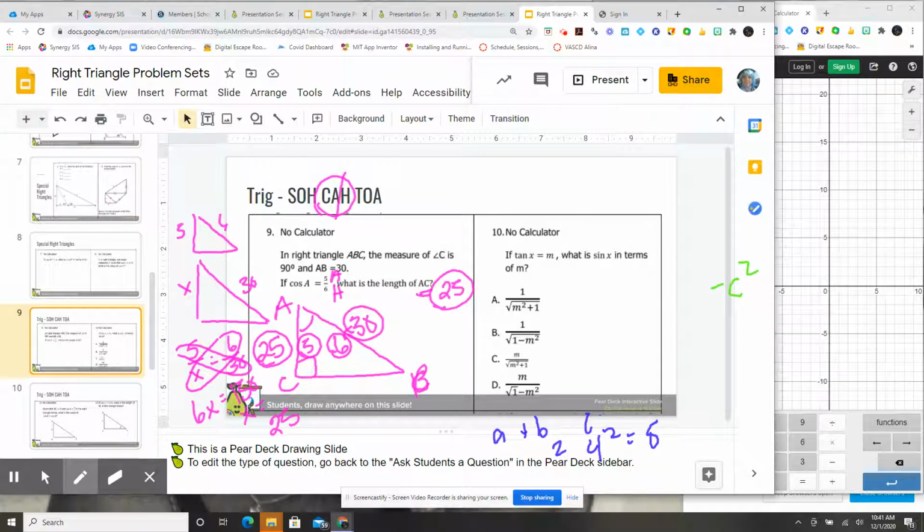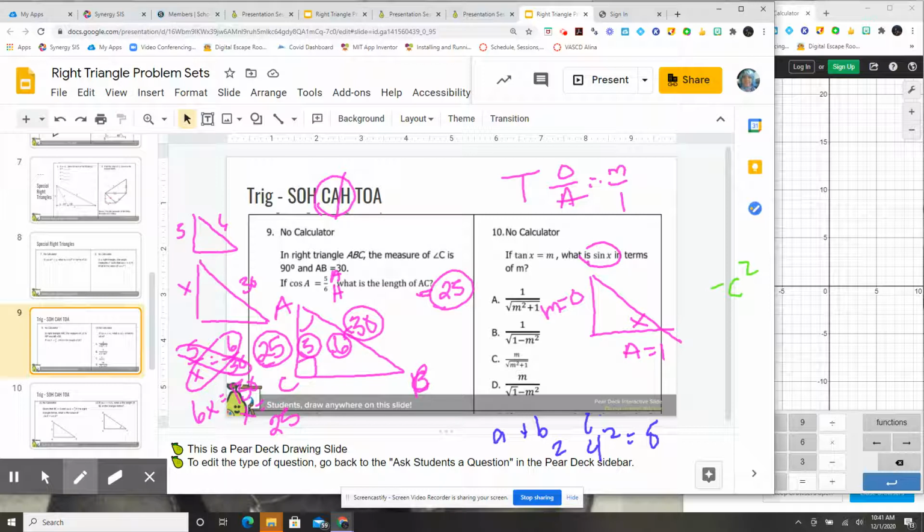If the tangent of X equals M, so again, tangent is TOA, O over A, so I can draw my triangle. This is my X, O over A, and that equals M over 1. So O is M and A is 1. What is sine X in terms of M?